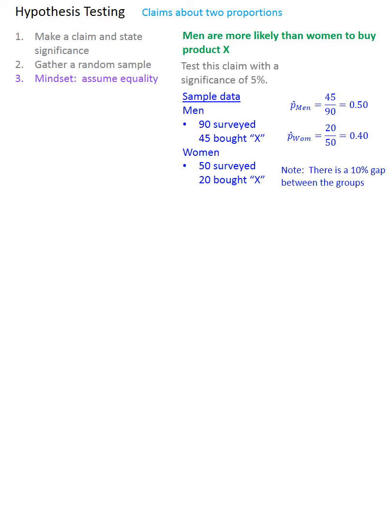So we're on step 3, which is really our first step in hypothesis testing, because steps 1 and 2 have been done for us in the problem. So we're going to assume, contrary to what we're trying to show, that the population proportions are in fact equal, that men and women are equally likely to buy product X, whatever that is. And to do that, we need to consider the total survey.